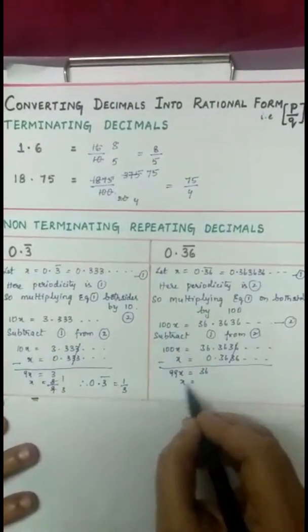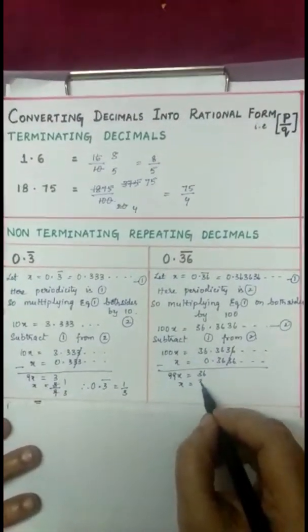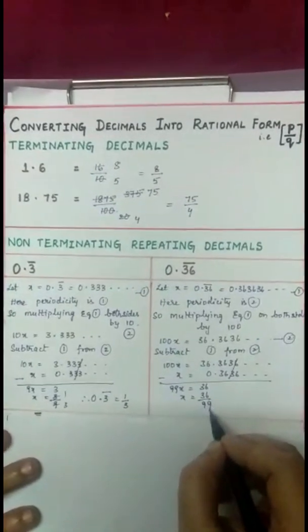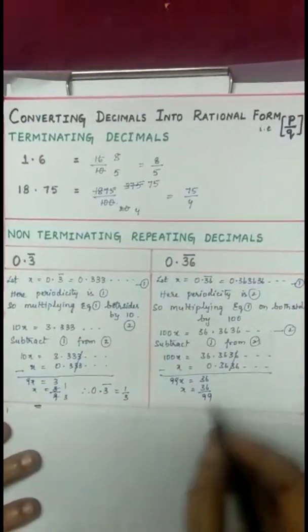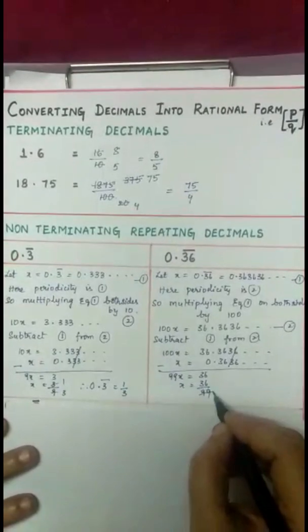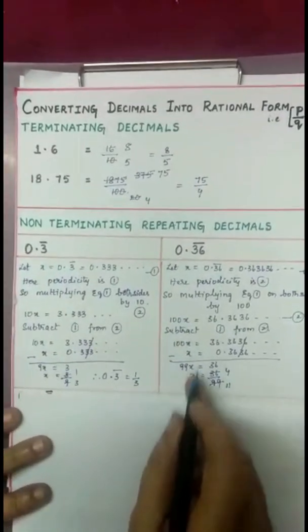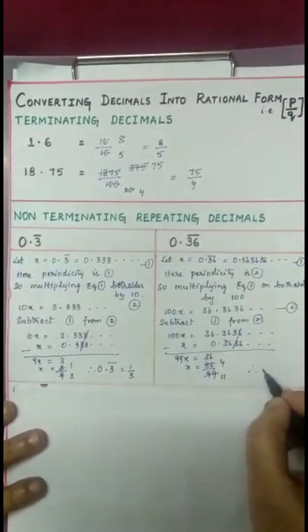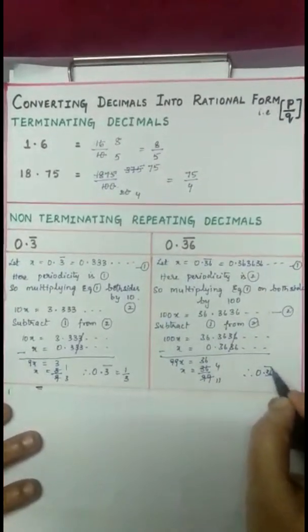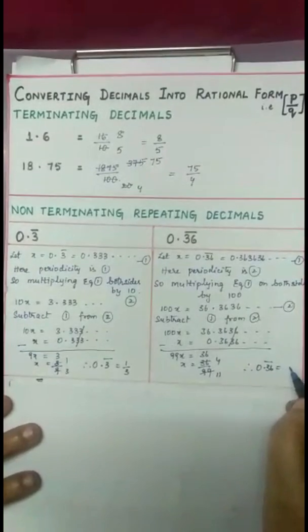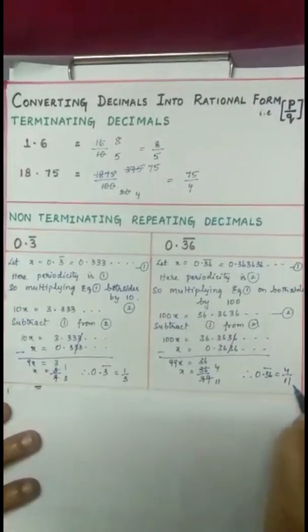Now 99x is equal to 36. You transpose, and it will divide: 36 by 99. For 36 and 99, 9 is the common factor. Let us simplify: 9 4s are 36, 9 11s are 99. Where this x is equal to 0.36 bar. So the value of 0.36 bar in the form of p by q is 4 by 11. These are pure recurring decimals. Now let us see the last sum.